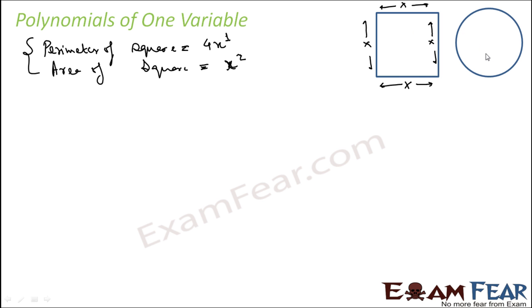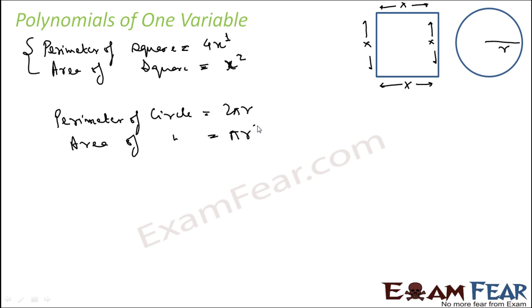Or if you want to take circle with a radius r, if you want to find the perimeter of circle, so perimeter of circle will be 2 pi r, and if you want to find the area of circle, that will be pi r square. So here if you see, r to the power 1, here r to the power 2, which is a whole number, and here r is a variable. So these are both examples of polynomial of one variable.